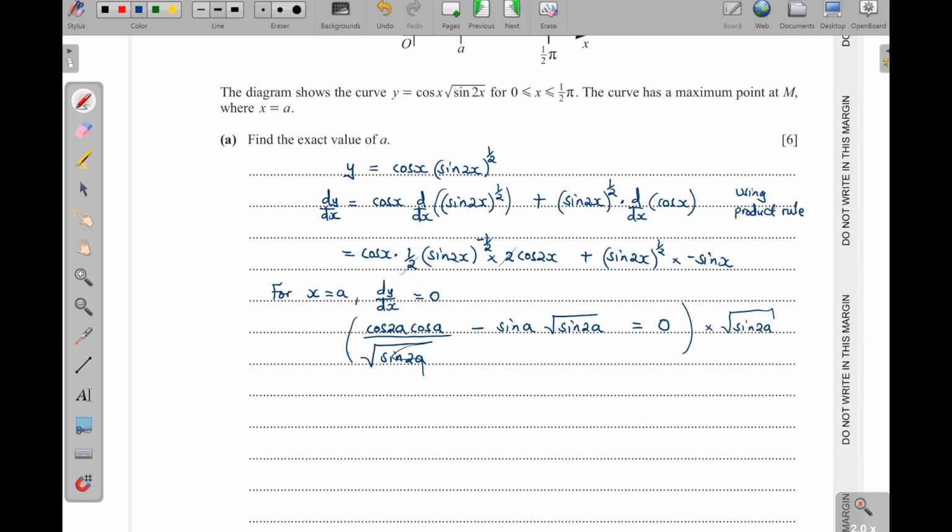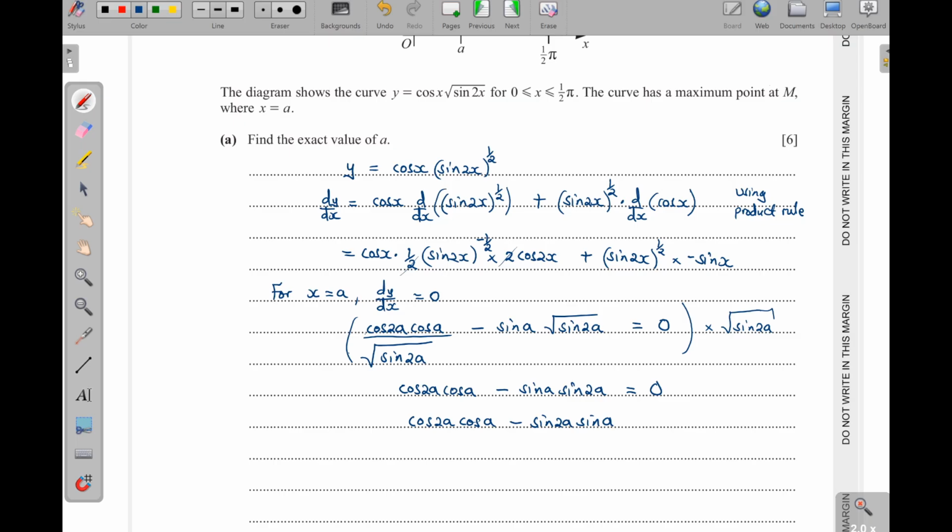Okay, so here it goes. That means I will have cos 2a cos a, then minus sine a sine 2a, which is equal to 0. Or I can rewrite this and say cos 2a cos a, then minus sine 2a sine a.